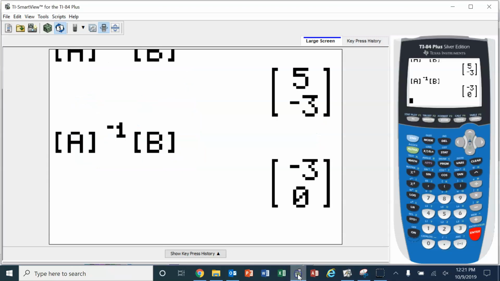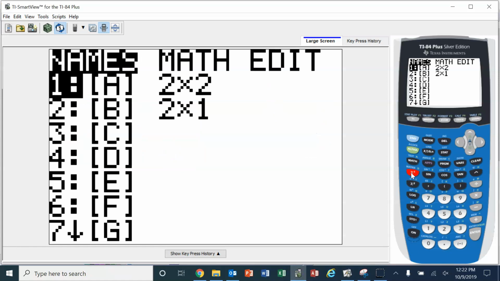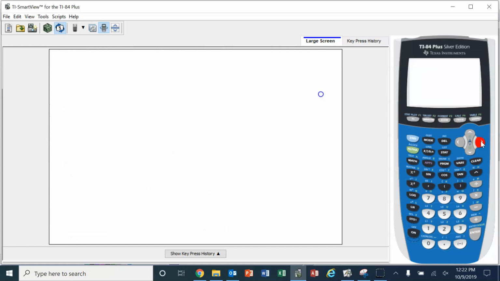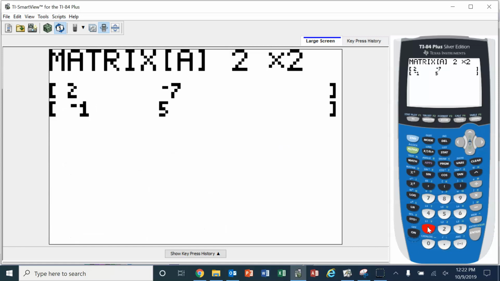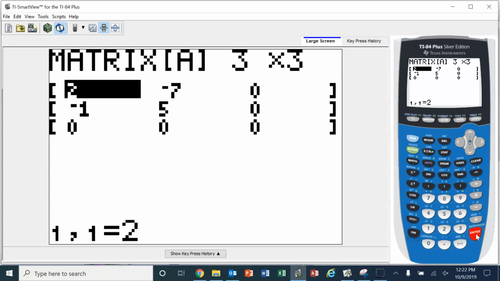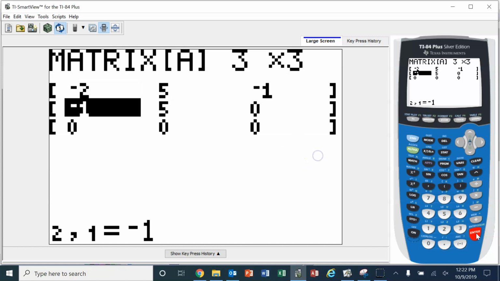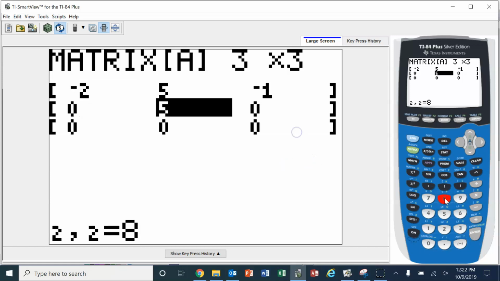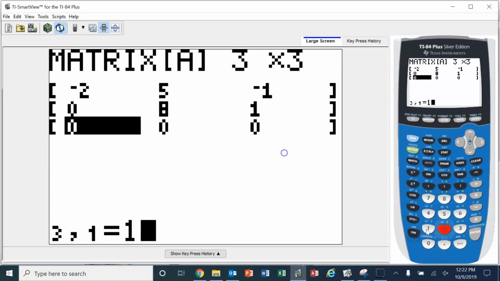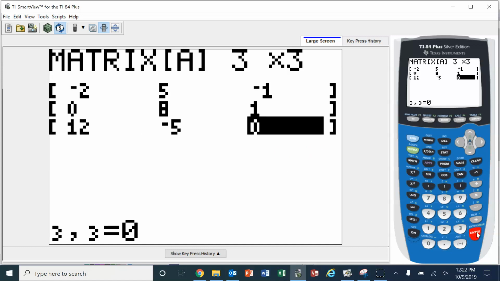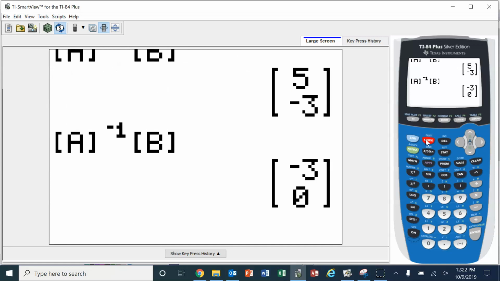All right, so let's go to our calculator. Let's go to the matrix. We're going to edit matrix A. So go to edit. All right, it looks like that this is a 3 by 3. Okay, let me get these numbers typed in. -2, 5, -1, 0, 8, 1, 12, -5, 0. All right, so quit.